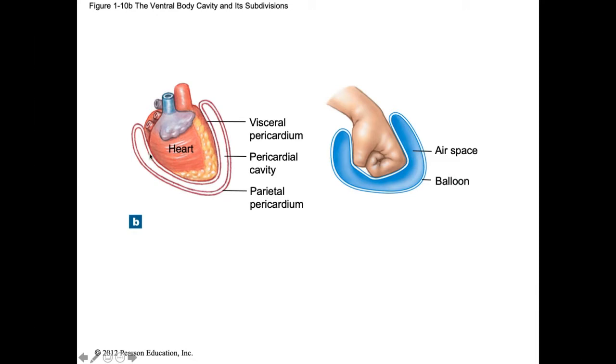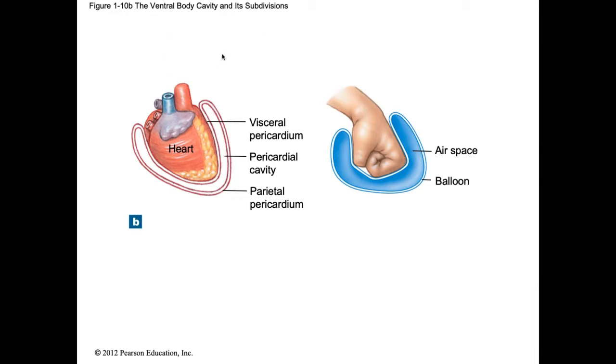So between the visceral pericardium and the parietal pericardium is this space called the pericardial cavity. And in this pericardial cavity is just fluid, right? Think of how much that heart is beating. Remember I said earlier that muscles generate heat. So this pericardial cavity that's filled with fluid has to cool off the heart, keeps it a little bit cooler.